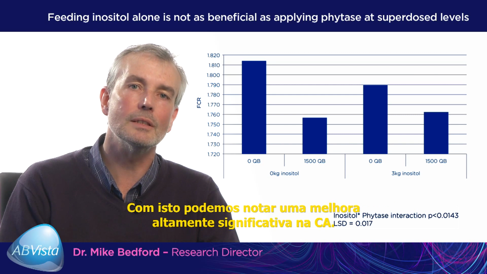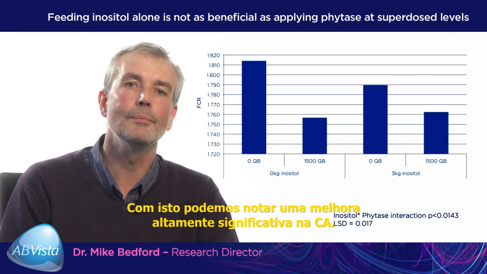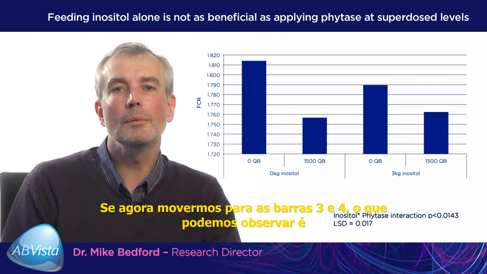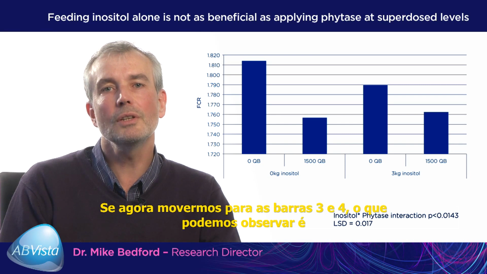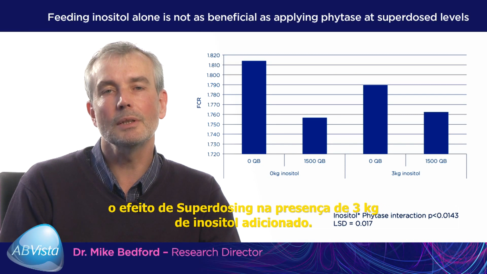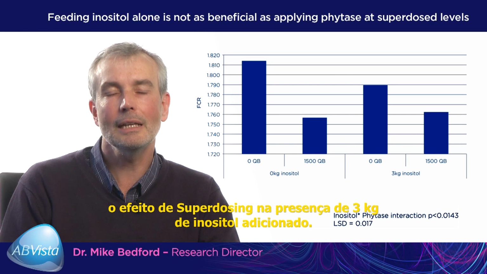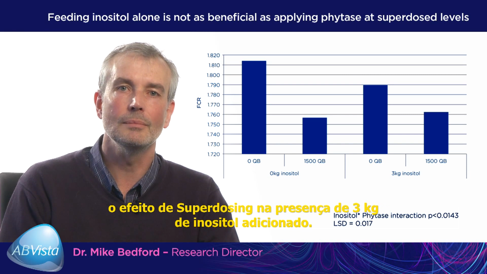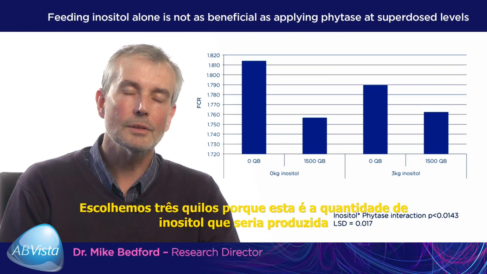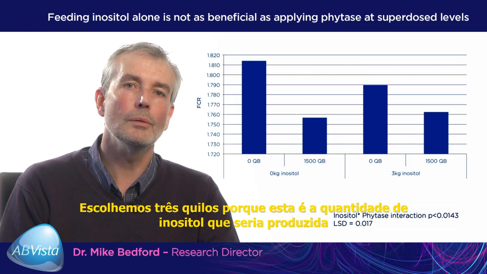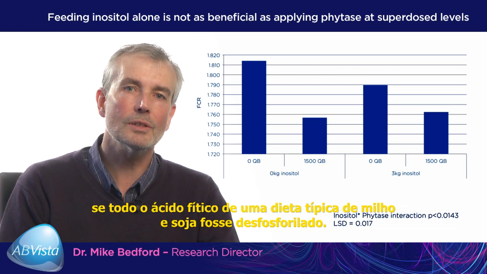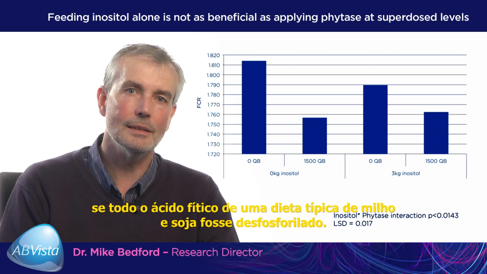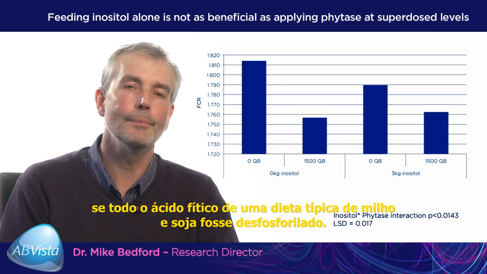And with this, we can see a very significant improvement in FCR. If we now move to the bars 3 and 4, what you can see is the effect of superdosing in the presence of 3 kilograms of added inositol. We chose 3 kilos because this is the amount of inositol that you would generate if you were to dephosphorylate all of the phytic acid in a typical corn-soy diet.